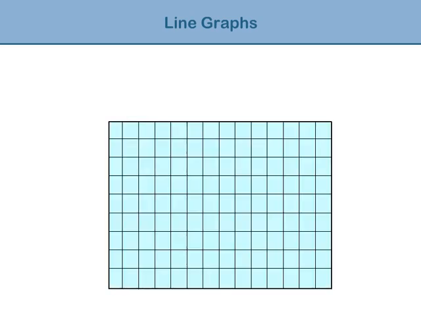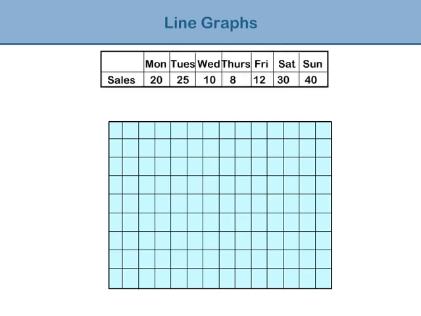Now let's learn how to draw line graphs. It's a good idea to draw line graphs on squared paper. We will use an example to see how this is done. Use the information in the table to draw a line graph showing sales of ice creams during a week in July.